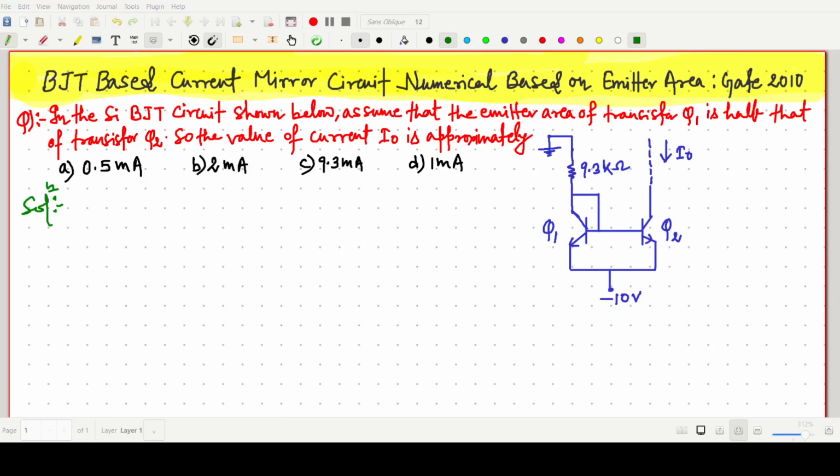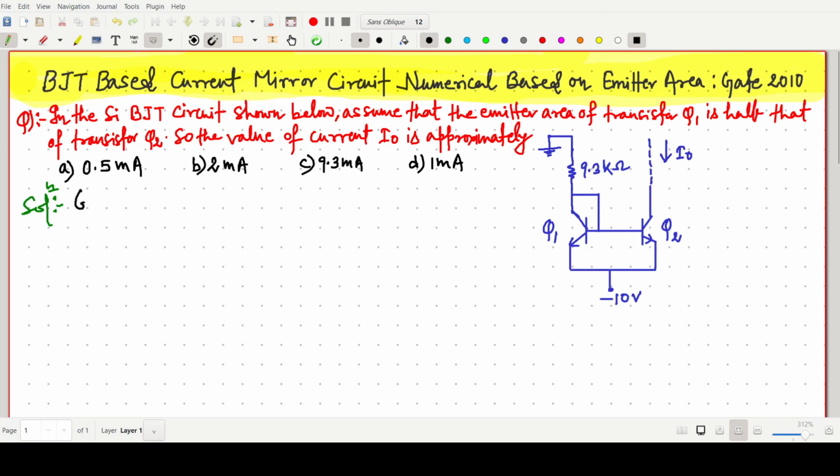Welcome everyone. In this video lecture, we will solve a GATE 2010 analog circuit question in which we have to find out the I node current. We have to find the I node current, and this is a current mirror circuit. It looks like a current mirror circuit, but in this question, it is given that the emitter area of transistor Q1 is half times the emitter area of Q2.